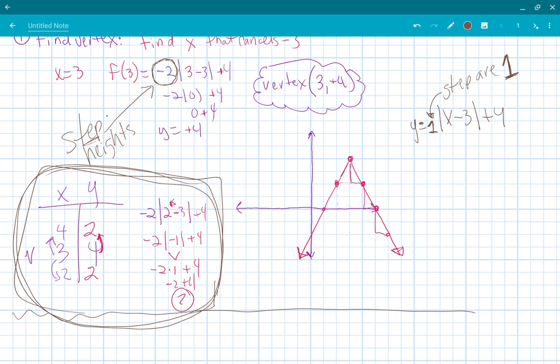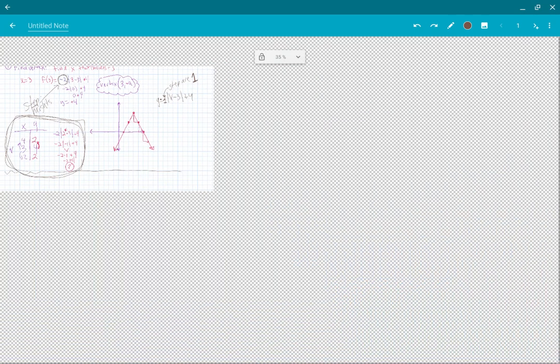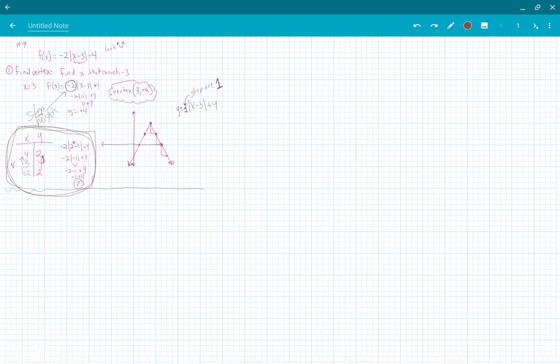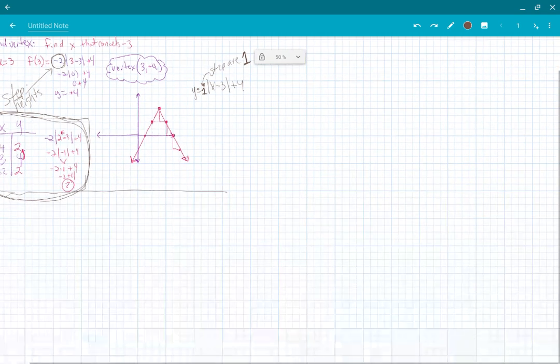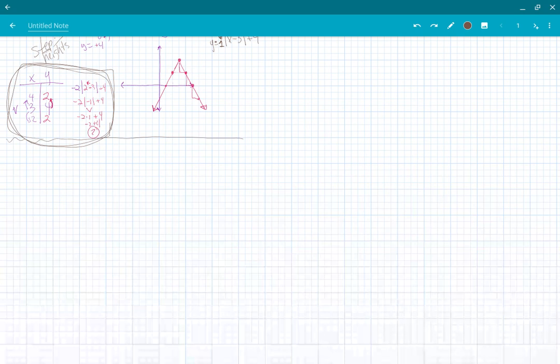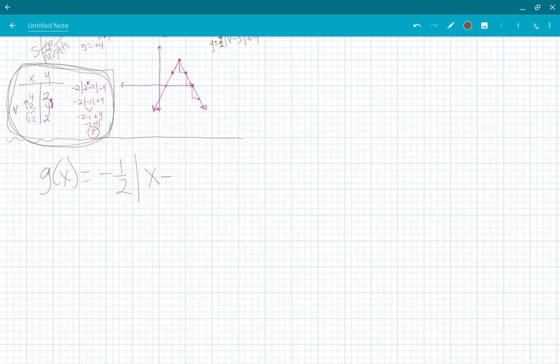All right, try this one, okay? And let me just kind of write it here somewhere. See if you can do this one. Try to make it so that you can still see part of this. All right, I'll write large. All right, g of x is negative 1/2 absolute value x minus 2 absolute value plus 3. Go ahead and graph it. Just give it a try.